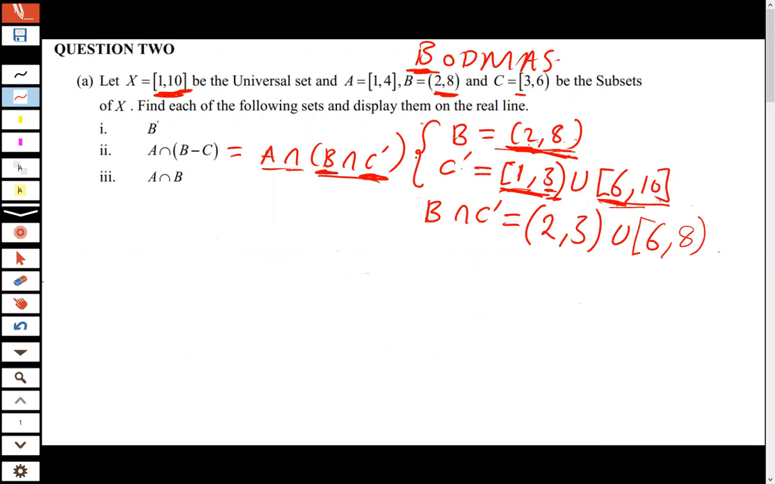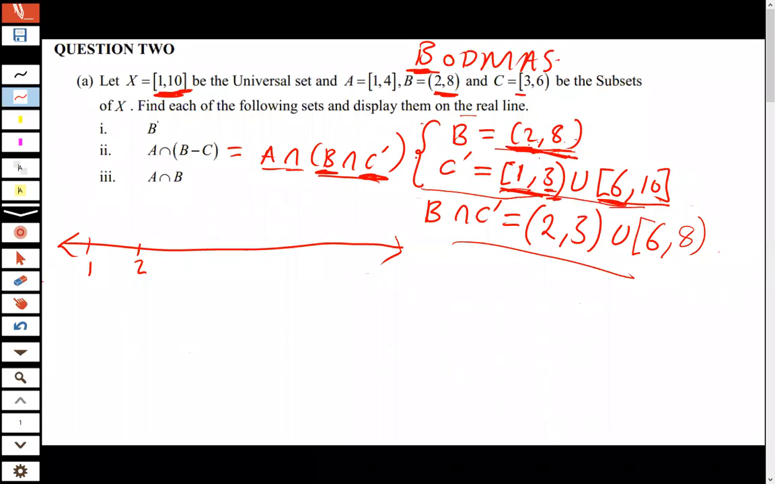So let us now use the number line so that you see how simple it is to get this same answer using a number line. I'm going to draw a quick number line here. Then in this number line, I'm just going to put important numbers. So I'm going to put 1, I'll put 2. I'll look at the numbers which are present in these two sets. So I'll put 2, I'll put 3. Then there's 6, 8, and 10.